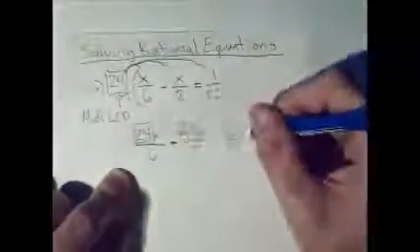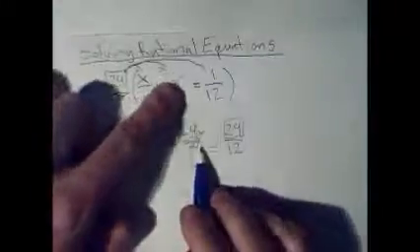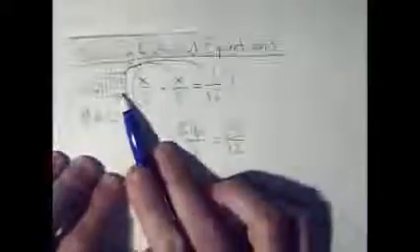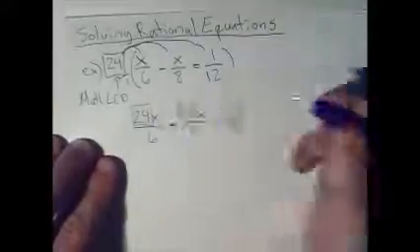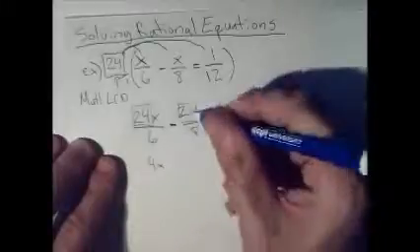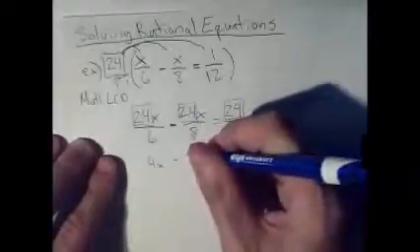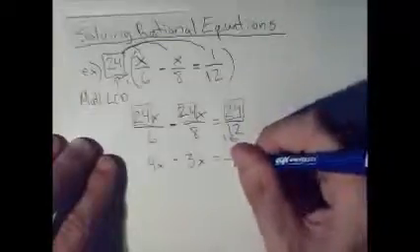Now notice also what I've done is basically just put the LCD in each numerator. I still have my x over 6. Minus, I still have my x over 8. Equals, I still have my 1 over 12. But what I've done is I've put that LCD in each numerator, because look at what's going to happen. 24x over 6, 4x. Minus 24x over 8, 3x. Equals 24 over 12, 2.